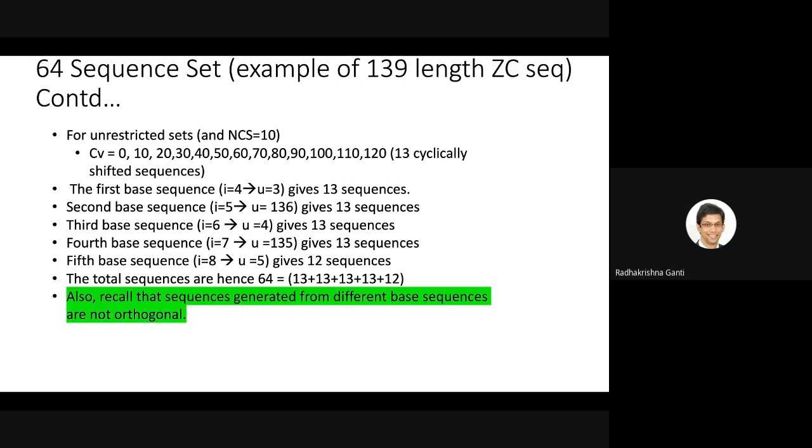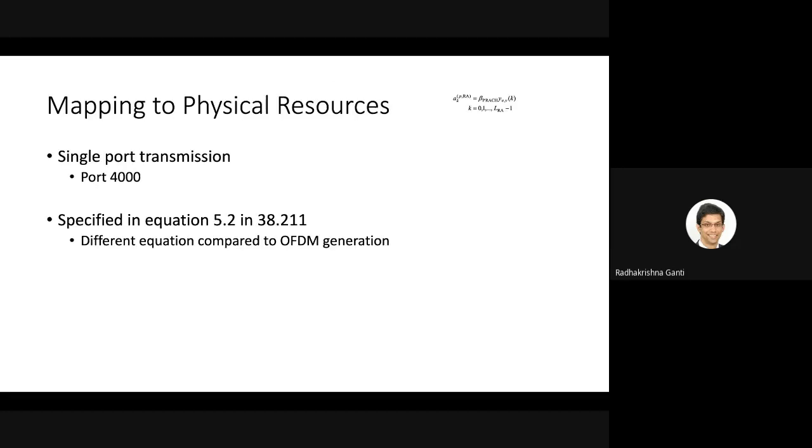So now at this point, what happens? With these higher layer parameters, the UE will be able to calculate all these sequences, or at least it knows all the u's and Cv's, and from there it will pick one sequence randomly. Now let's understand how this preamble is put in the time frequency grid. This is what is called mapping to the physical resources.